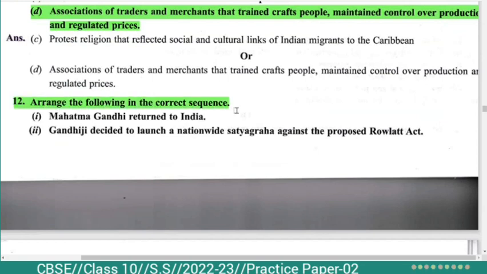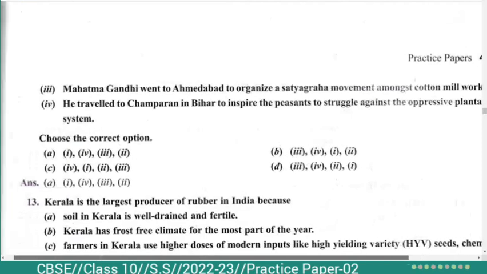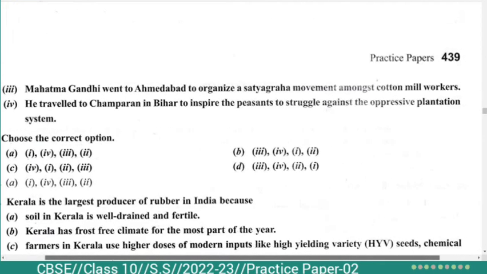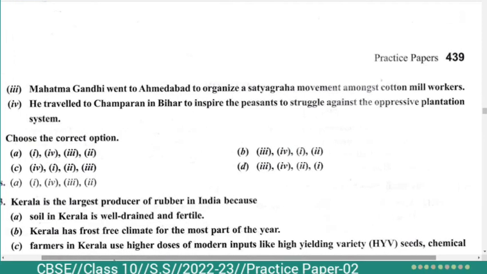12th question. Arrange the following in the correct sequence. First, Mahatma Gandhi returned to India. Second, Gandhiji decided to launch a nationwide satyagraha against the proposed Rowlatt Act. Third, Mahatma Gandhi went to Ahmedabad to organize a satyagraha movement among cotton mill workers. Fourth, he travelled to Champaran in Bihar to inspire the peasants to struggle against the oppressive plantation system.